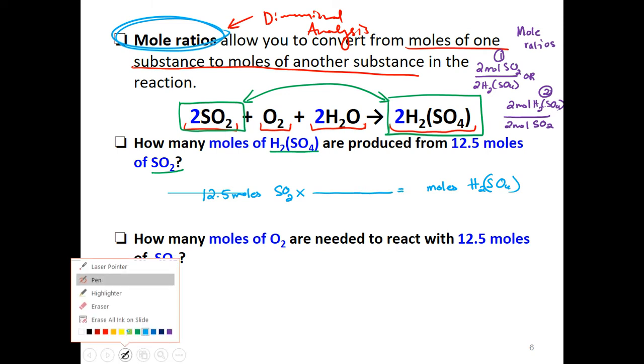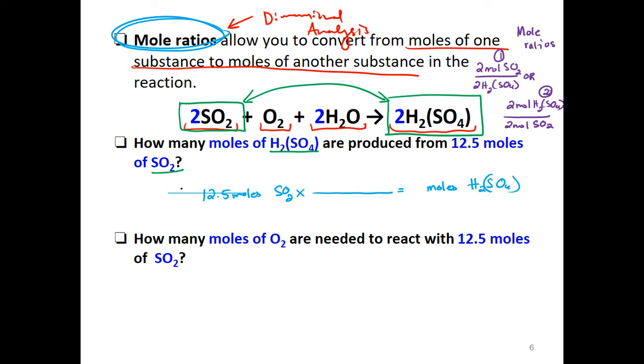Okay, now let's look at the setup. We want to cancel out moles of SO2 and we want to end up with H2SO4. So we need the conversion factor with SO2 on the bottom and then H2SO4 on the top. So I'm going to write 2 moles of H2SO4. That's our mole ratio that we wrote, okay? And then 2 moles of SO2 on the bottom.